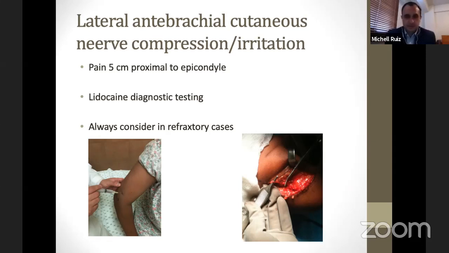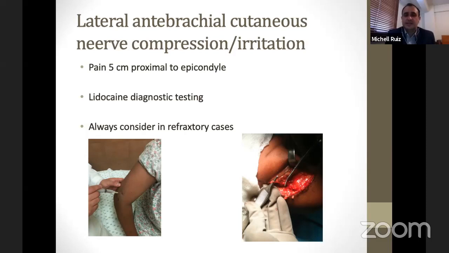Because particularly in very chronic cases, some patients may have this pain that is still located in the lateral elbow, but also the difference is that it is irradiated proximally about 2 inches. In these refractory cases, I will go through a neurectomy of this nerve. Fortunately, I have not had a case of a subsequent painful neuroma of this nerve.